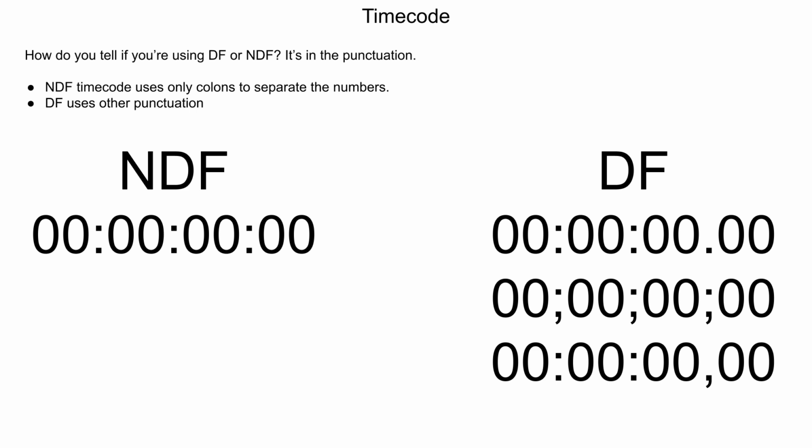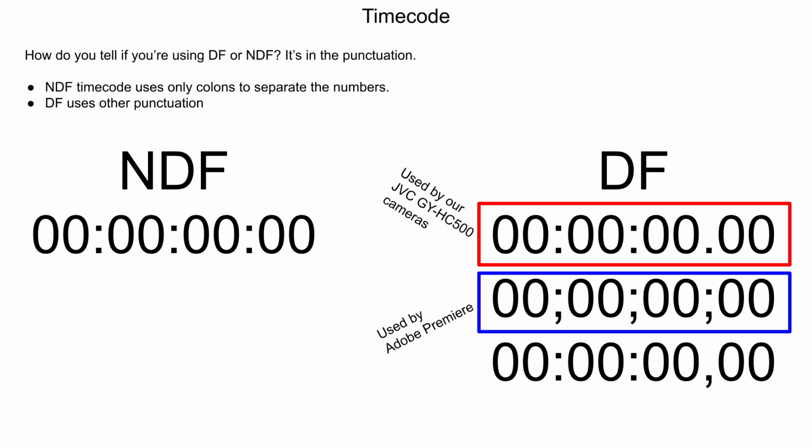It's important to be able to recognize which flavor of timecode you're dealing with. And it's in the punctuation. If you're working with non-drop frame timecode, which is an honest 30 frames per second, all of the separators will be colons. So every mark of punctuation in that 8-digit time will be colons separating the hours, the minutes, the seconds, and the frames. If you're working with drop frame timecode, there will be something besides a colon somewhere. Unfortunately, this is not standardized. But if you look on the screen, you can see 3 examples of ways that different manufacturers display drop frame timecode. The top one happens to be the way JVC likes to do it.